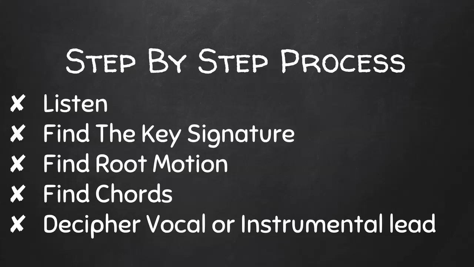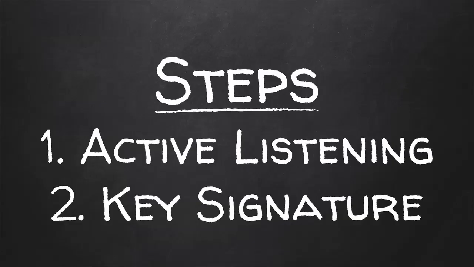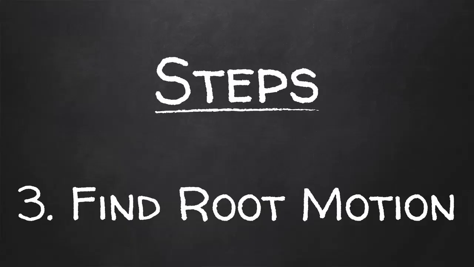So far, we've been looking at a step-by-step process for learning songs by ear. Our first step was active listening. First, we want to listen to songs, and we've discovered that active listening is a little more challenging than we first would imagine. Usually we've been listening passively, now we've started to listen actively. We also learned about how to find our key signature. That's our next step. Step 2, key signature. Step 3, finding the root motion.